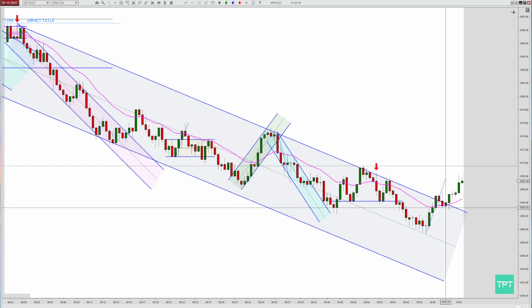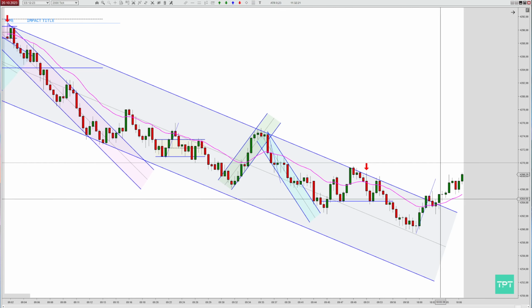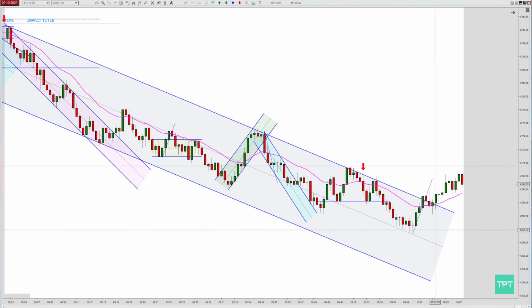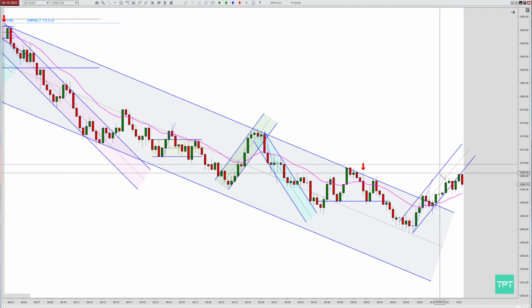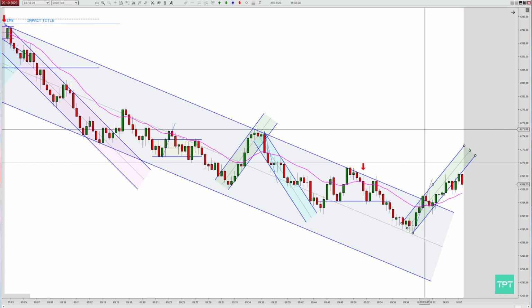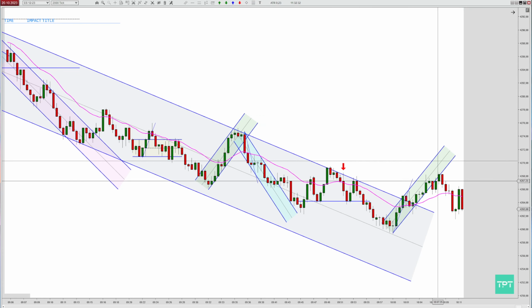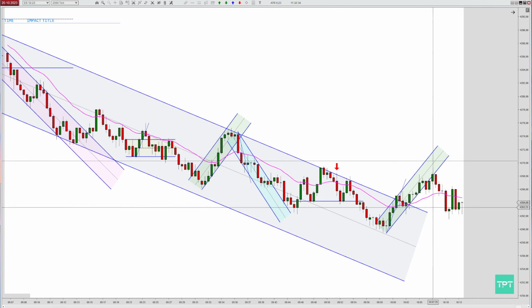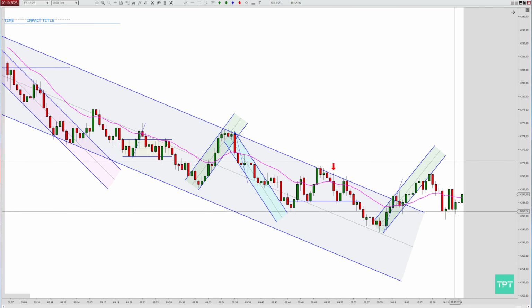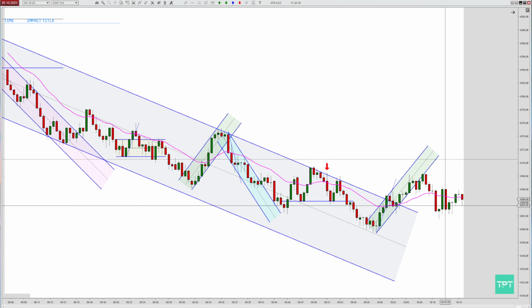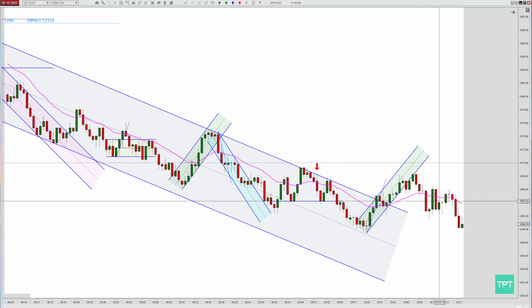Getting a real break of this structure. Retesting the highs. So maybe there's a bigger channel even. Something like this. Break. Retest of the extreme, so the same effect that we had before. And this is congestion, nothing really to consider, no shorts, no longs.